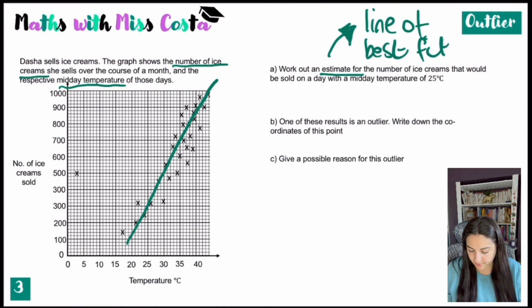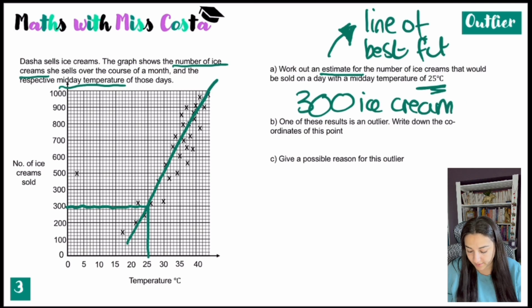So it says with a midday temperature of 25 degrees, I go to 25 degrees, I go up to my line of best fit and across to figure out what the Y value must be. So that would be around 300 ice creams. Okay, so if you're being asked to estimate using a scatter graph, you need to draw a line of best fit and then use it. Now, one of these results is an outlier. An outlier is just an odd piece of data. Write down the coordinates of the point.